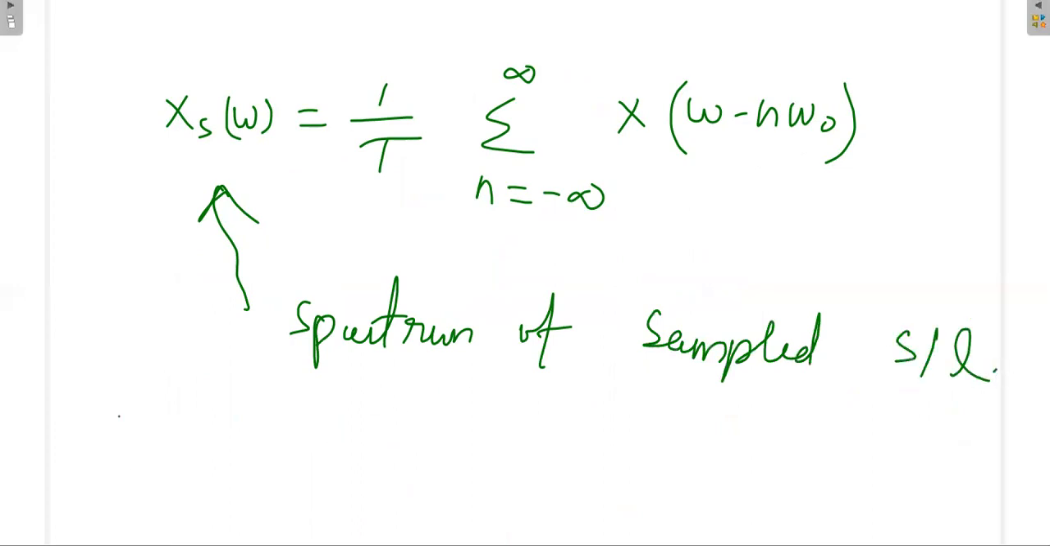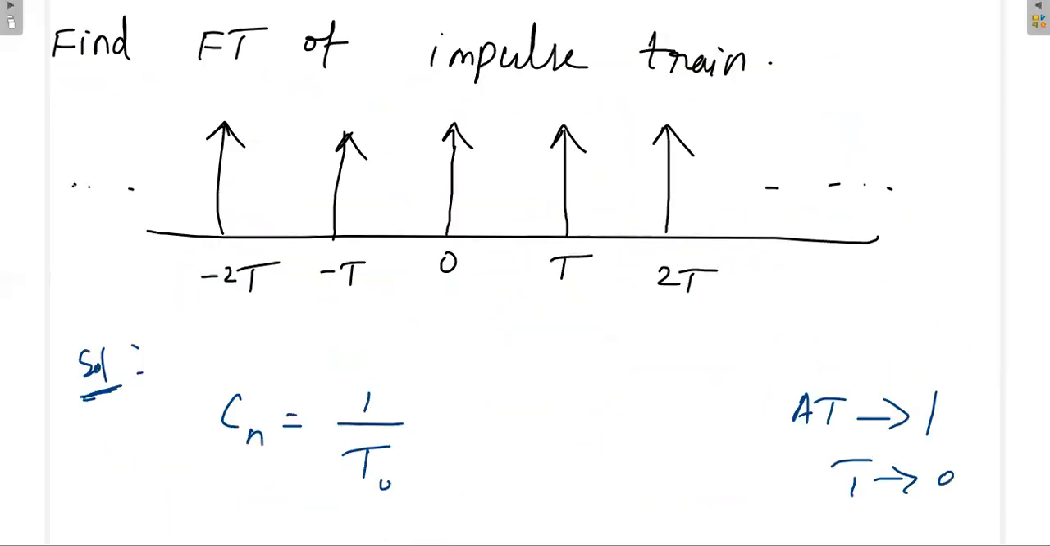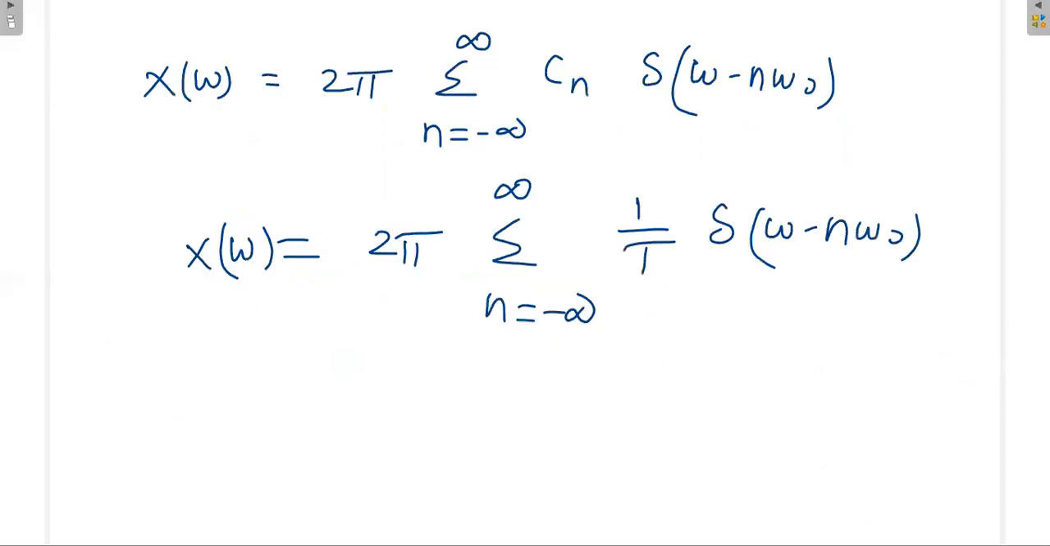Before sampling, x of t is the time domain version, X of omega is the frequency domain version. After sampling, xs of t is the time domain version, Xs of omega is the frequency domain version. So this Xs of omega is the spectrum of the sampled signal. So the impulse train is useful for the sampling process. Mathematically, to represent the sampling process, we have to use the impulse train.